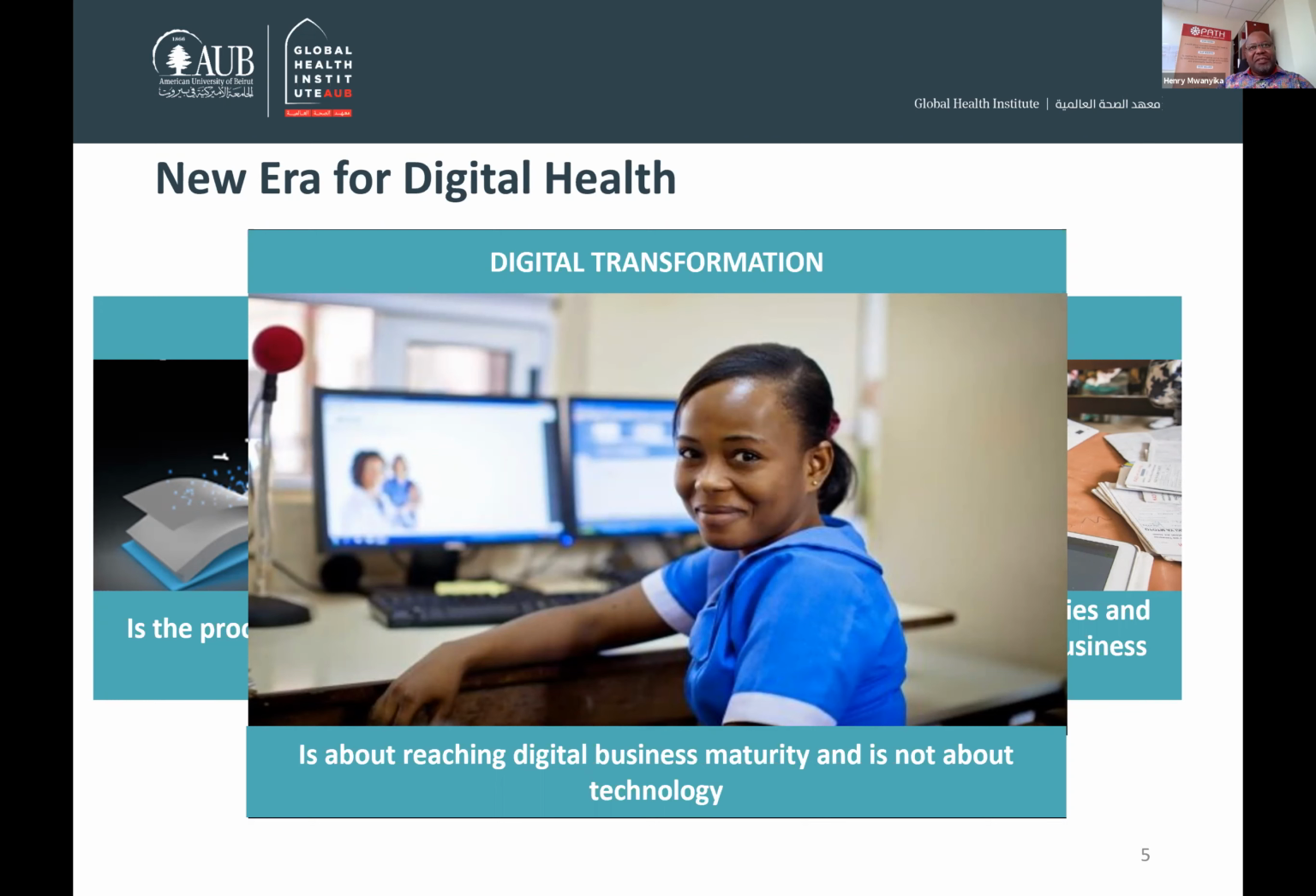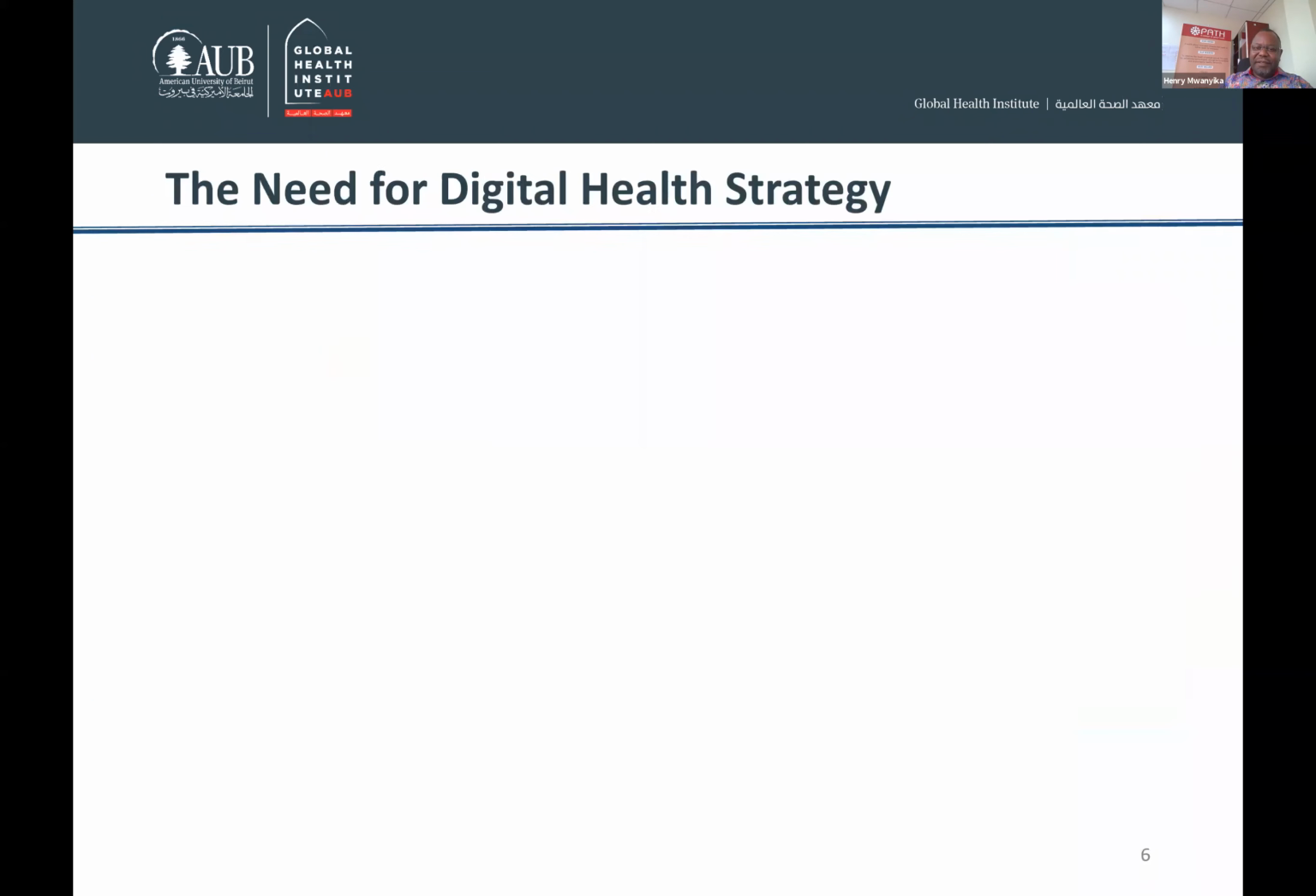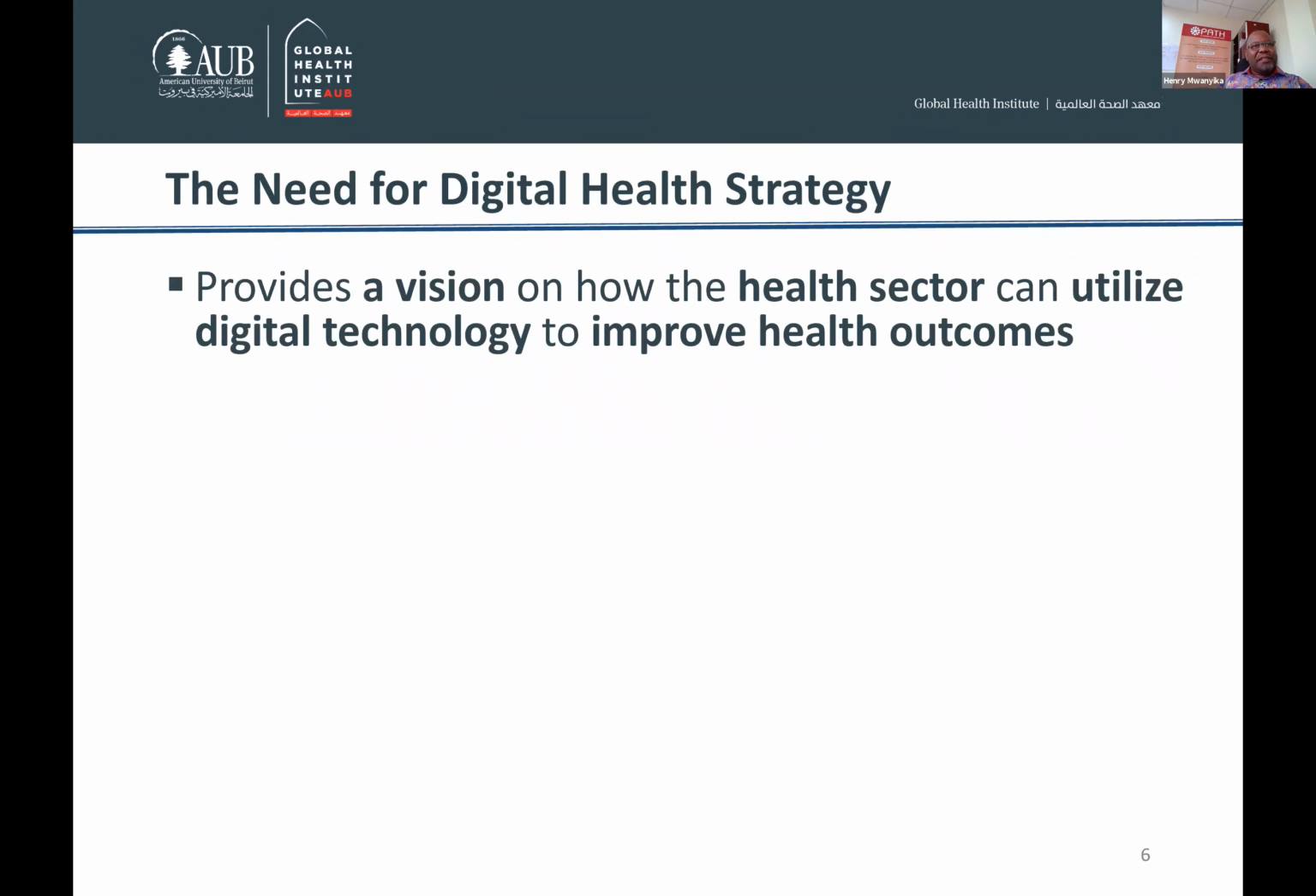So now we know about digital health. So why do we need a digital strategy? Digital strategy is important because it provides a vision on how the health sector can utilize digital technology to improve health outcomes. It's no longer about how we can collect data, but we need to have a vision on how we can utilize technology to improve health outcomes.